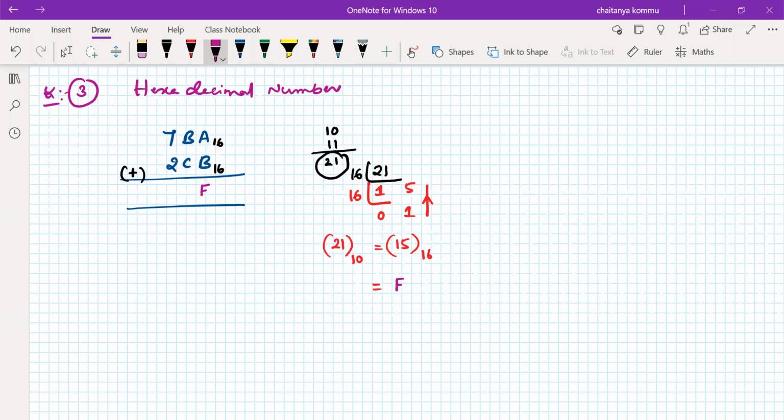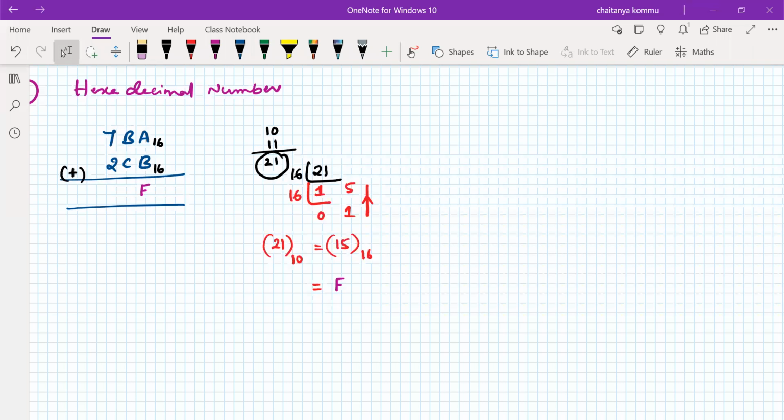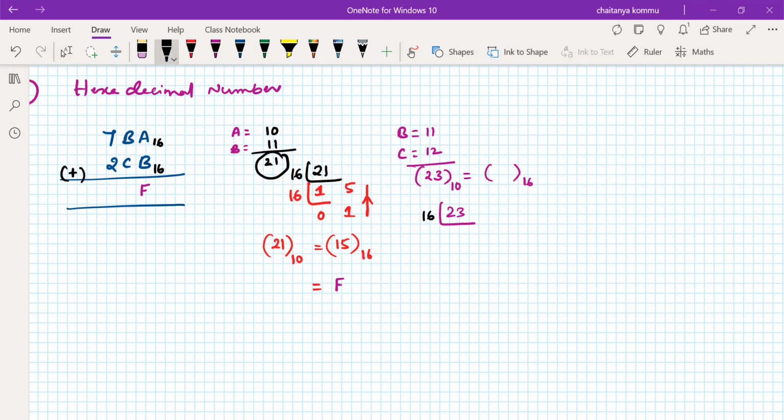Agreed? Now what about the B and C? I want to add B and C. What is the B value? This is the A value, this is the B value. So now B is equal to 11. C is equal to 12. So what is this value? 23. So that means 23 of base 10, I want to convert it into base 16. How do we do this one? Very simple. We have to divide by 16. So 16 twos are 32. It's not possible, only one time. Therefore, what is the value? 16, 4 plus 5. 5 will be the answer here.